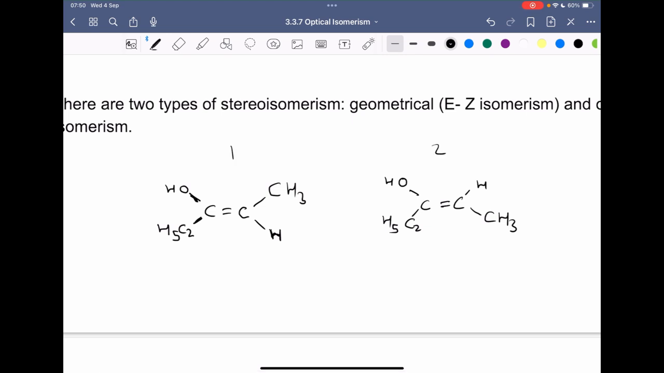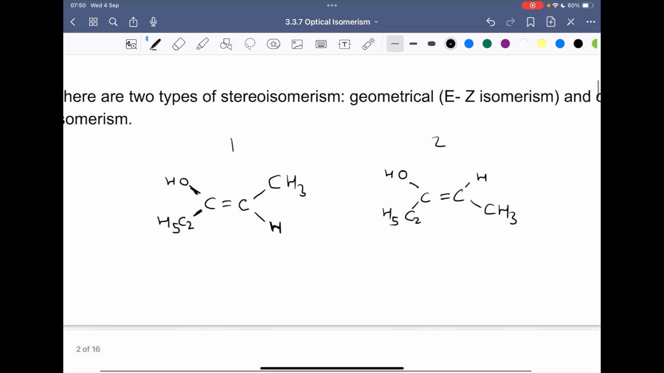Okay, so if I was to write the structural formula for these, it would be C2H5, CH3, CH2, C, OH, C, H, CH3. Okay, so this is the structural formula for both these compounds, and they both have the same structural formula.